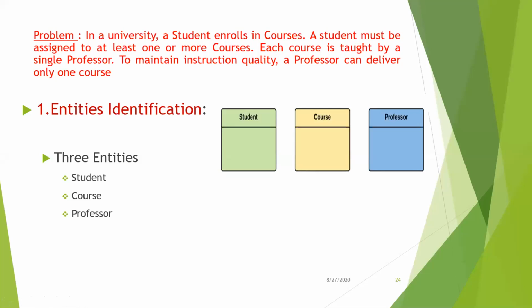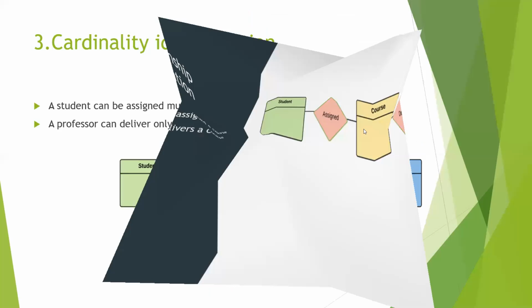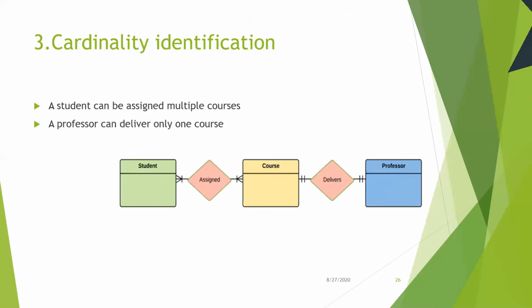Cardinality is the next step. Now, the second one is to try to find the association between the identified entities. So now here, a student is assigned a course. Next, the second one is a professor delivers a course. And next, cardinality identification. In a college, is student singular or plural? There are many students. So many students are assigned many courses.